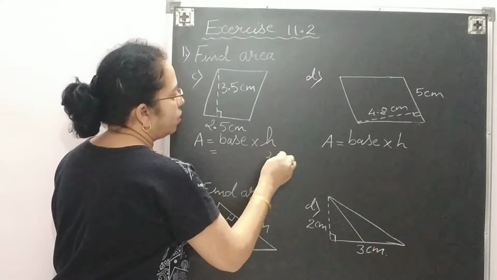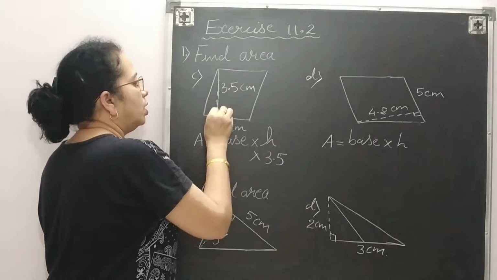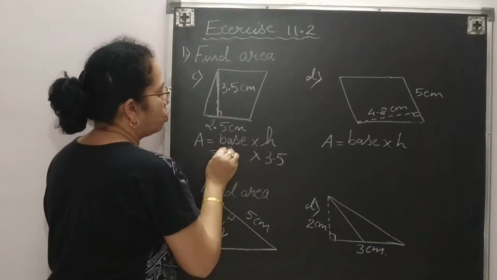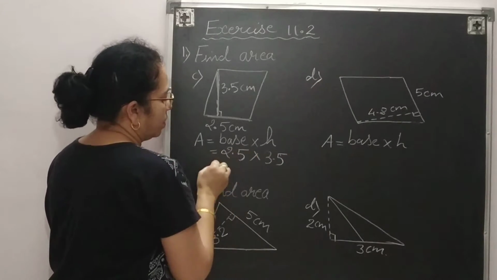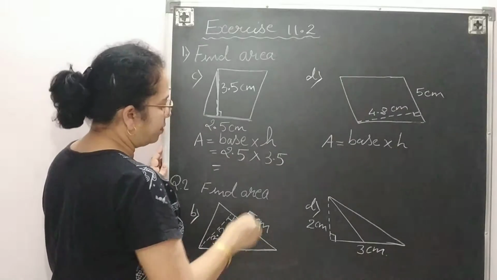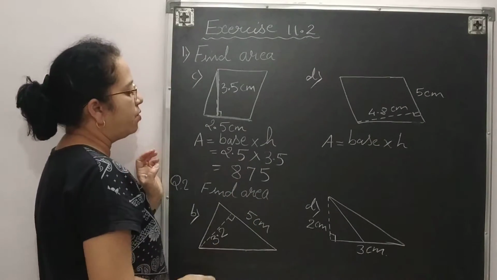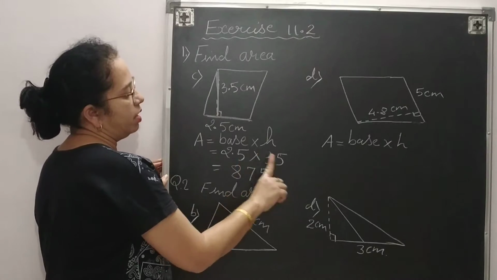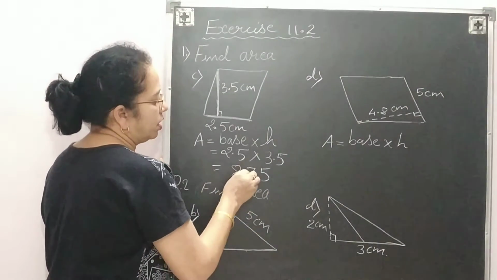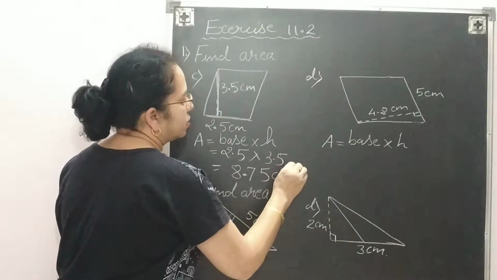Wherever you will get this perpendicular sign, 90-degree angle sign, that length is always perpendicular. So your perpendicular is 3.5, and for this perpendicular, which one is the base? This, that is 2.5. So we will multiply 2.5 multiplied by 3.5. The number is 875, and decimal places 1 plus 1, 2. So leave these 2 places. Point will come here, and the unit will be centimeter square.